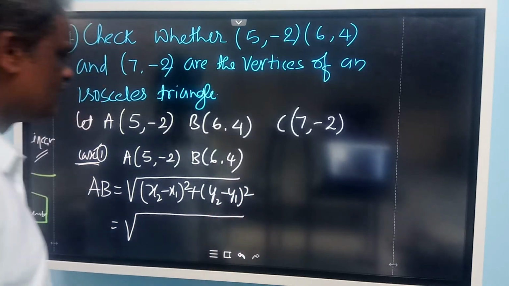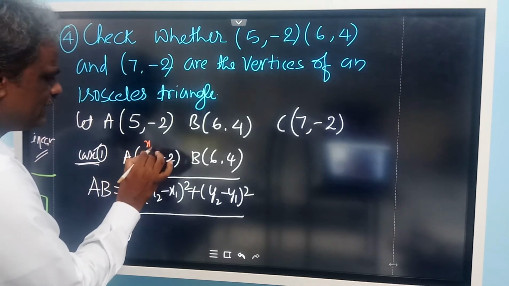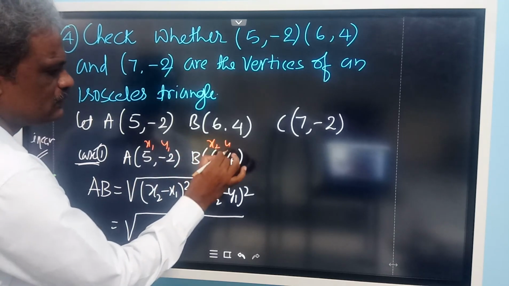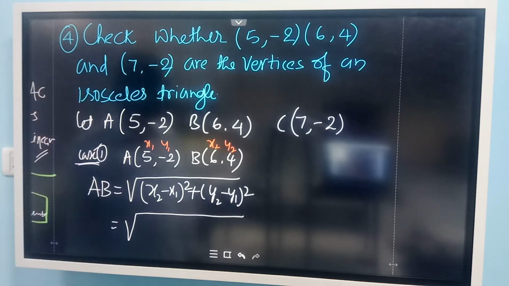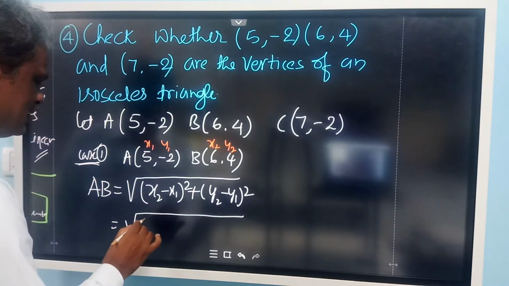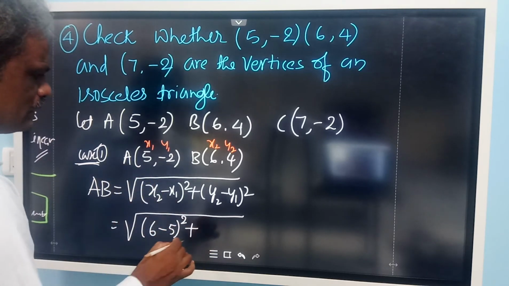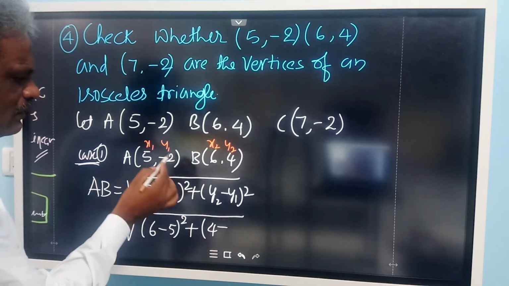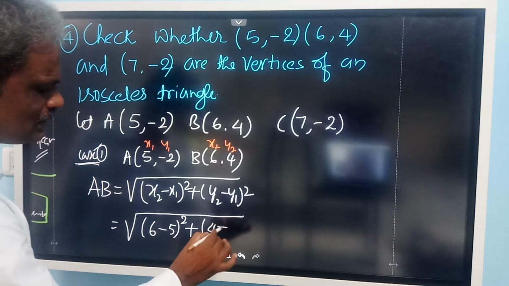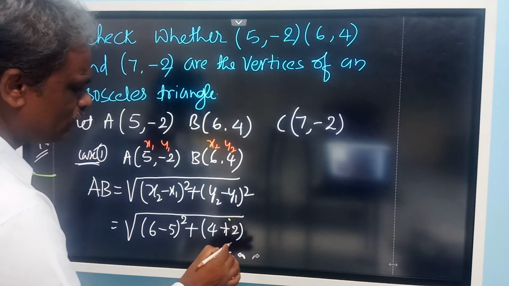Now substitute here. You can write x1 y1, x2 y2 over them to avoid mistakes. Always, even if you are very fast, very intelligent, better write it so that you have zero errors in the examinations. So now x2 is 6 minus x1 which is 5, 6 minus 5 whole square. Then y2 here is 4 minus, this minus is already there, then we have y1 also with another minus, so it becomes plus. Directly you can write (4 plus 2) whole square.